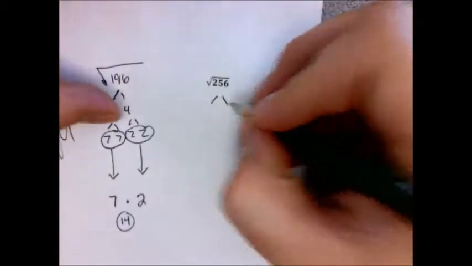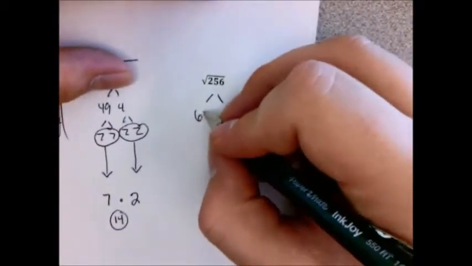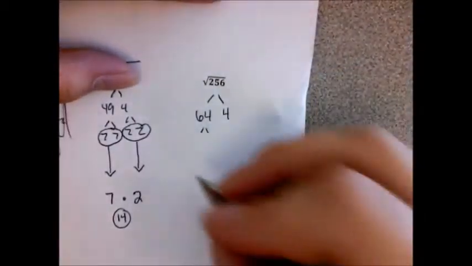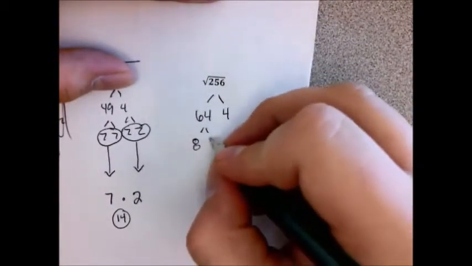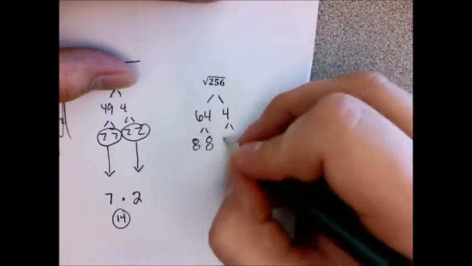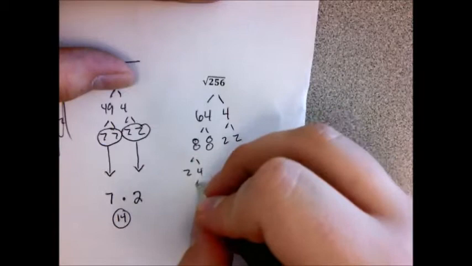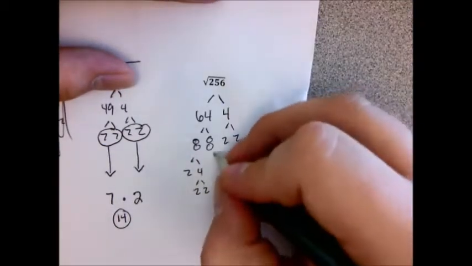Now let's try 256. Alright, once again, I'm just going to guess 4. If I take 256 divided by 4, I get 64 and 4. If I break this down, it should give me 8 and 8. This breaks down into 2 and 2. And we're just going to keep breaking it down until we get it into its base units.